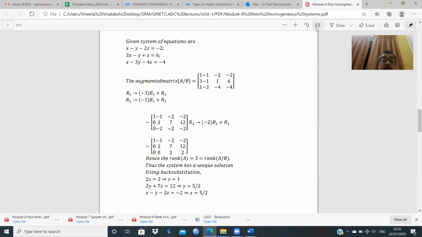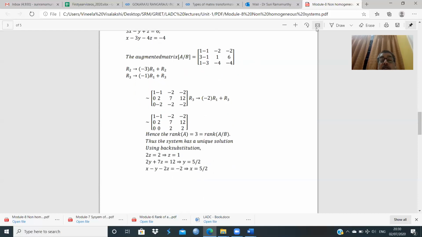So starting with the third row and writing 2z is equal to 2, we find z is equal to 1. Go one step up, build an equation, 2y plus 7z is equal to 12, and determine y. Go one more step, that is the first row, x minus y minus 2z is equal to minus 2, and back substitute y and z values, and you get x is equal to 5/2. So this is a problem which returns a unique solution vector.